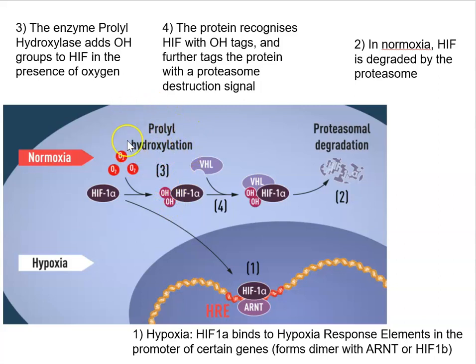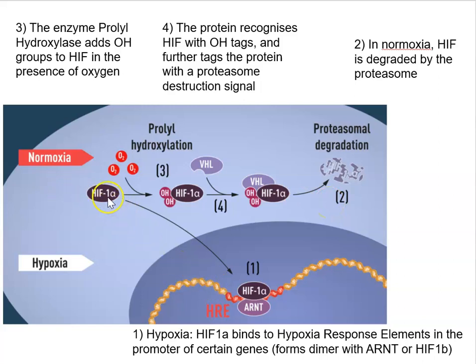There's an enzyme, prolyl hydroxylase, which adds these OH groups. That means that HIF1 alpha is now recognized by VHL, von Hippel-Lindau protein, and that acts as an E3 ubiquitin ligase to encourage HIF1 alpha to be degraded by the proteasome. So in normoxic conditions, HIF1 alpha is degraded and the cells know that they have got oxygen.